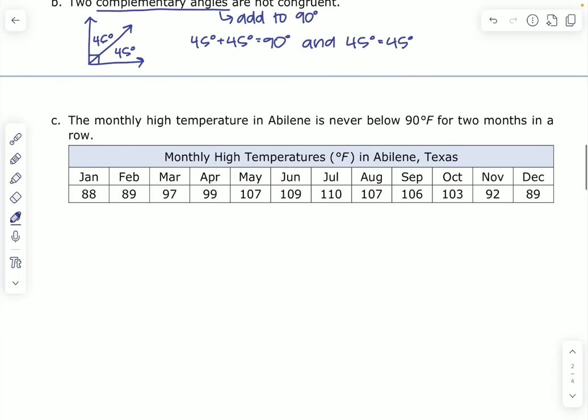All right, last one. It says the monthly high temperature in Abilene is never below 90 degrees for 2 months in a row. So a good counterexample would be 2 months in a row where the temperature is below 90 degrees. If I look at my table here, it looks like in January it was 88 and February it was 89. Both of those are under 90 degrees.